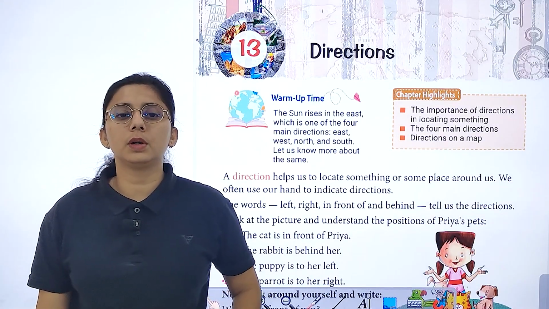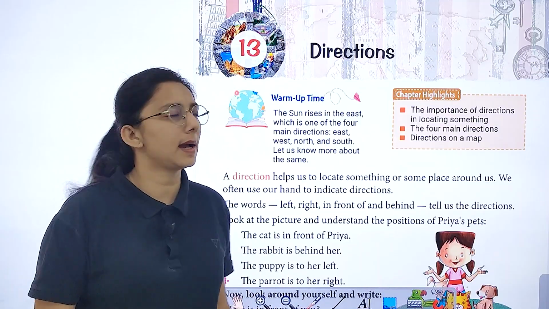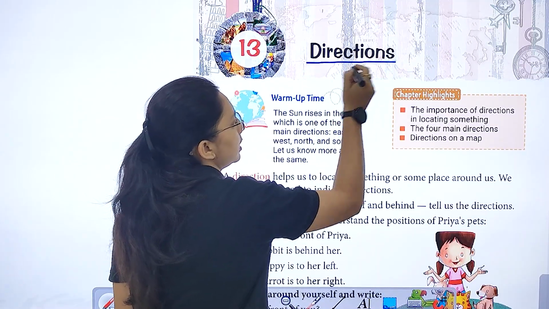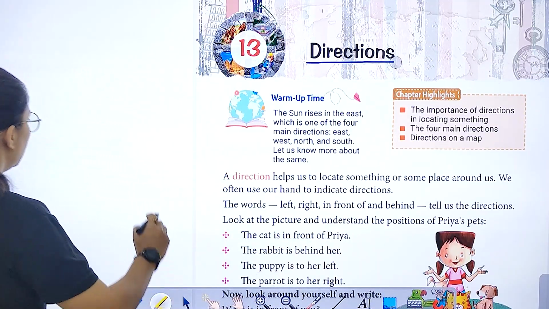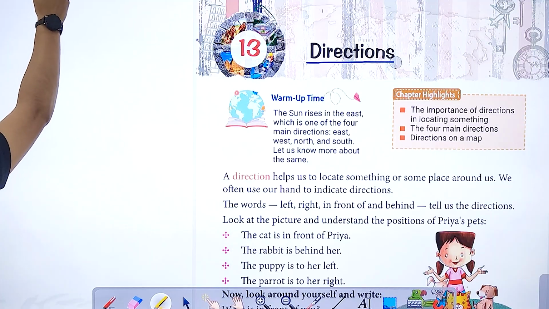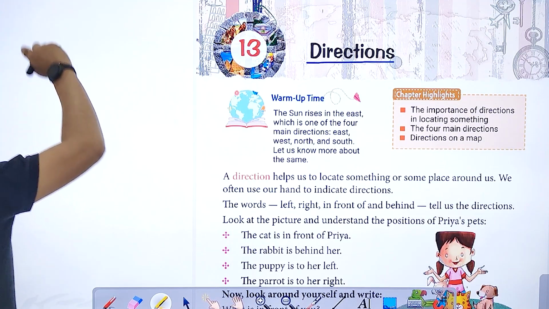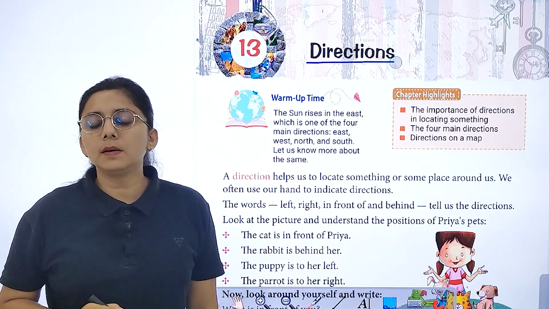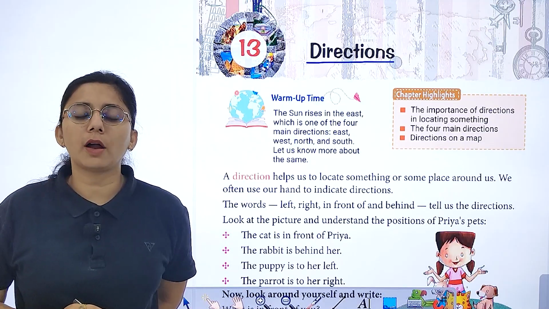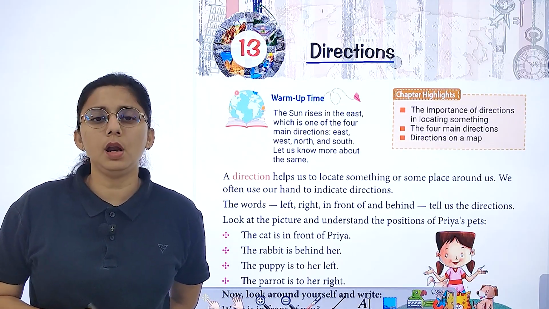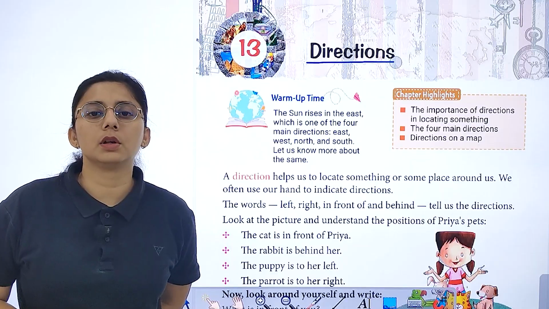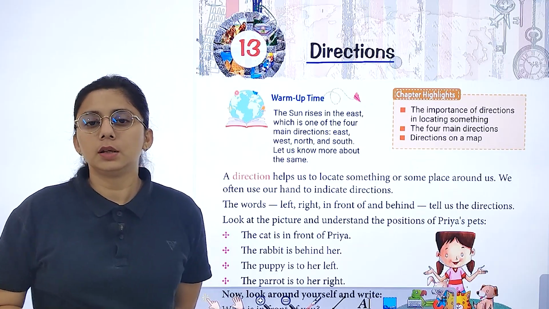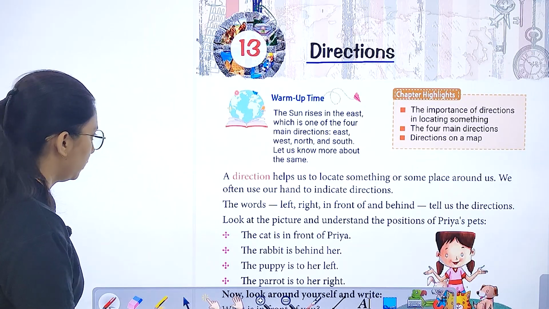Hello, little learners. Today we are going to start with our chapter 13, that is direction. In this chapter, I will tell you about direction. When you have to go from one place to another, we need direction. So, we have four directions. Let's study about those four directions.